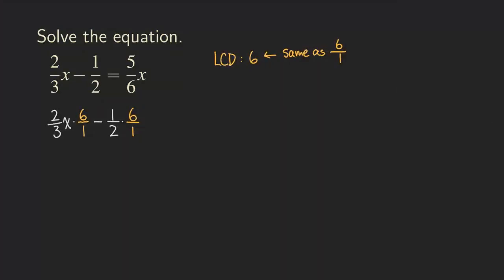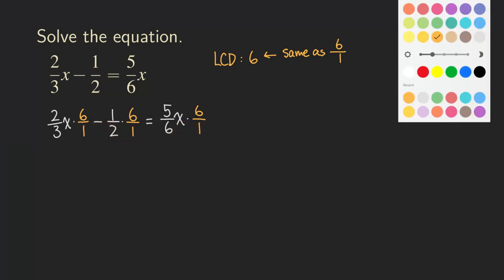We put 1 under it, then we can turn a whole number into a fraction. Now continue doing this on the right hand side of the equation. We have 5 over 6x times now the LCD 6 over 1. So now we get an equation that looks worse than before, but it's going to get better once you start doing the canceling.